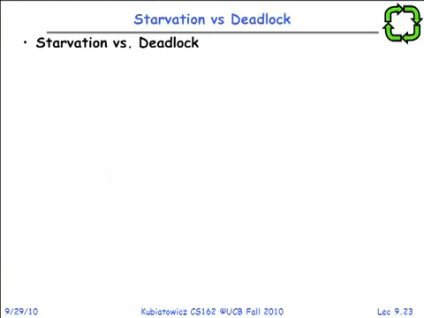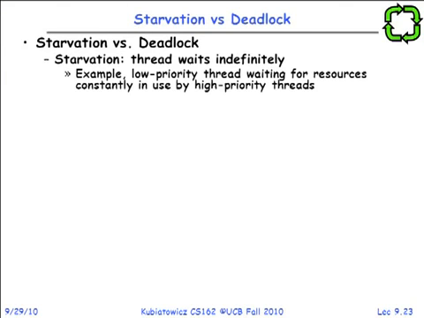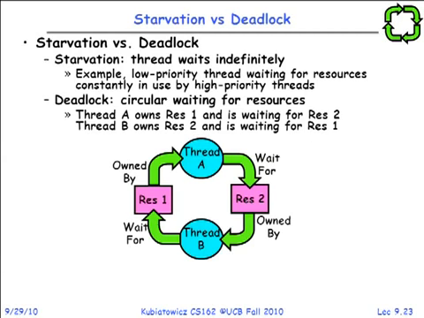So starvation versus deadlock. These are two terms that get thrown around. Starvation is really a situation in which a thread waits indefinitely for something. A great example of that is a low priority thread never getting to go because there are always high priority threads in the way. Or we talked about starvation last time with the reader-writer example. If there are always writers coming in, no readers get to go forward, right? Those are starvation examples.